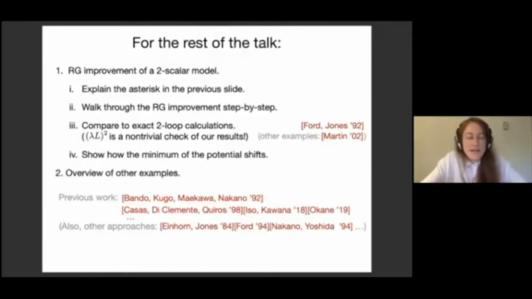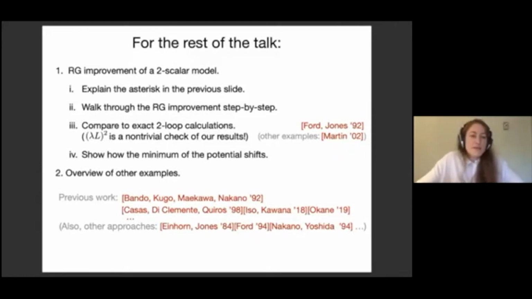So with that overview done, let me tell you what I'll say for the rest of the talk. I'm going to spend most of the talk considering the RG improvement of a two-scalar model, which is a nice toy example for the computation and for exploring these subtleties. And I'll look at some two-scalar model with spontaneous symmetry breaking, so we can see how the minimum of the potential shifts, and make some nice plots at the end.